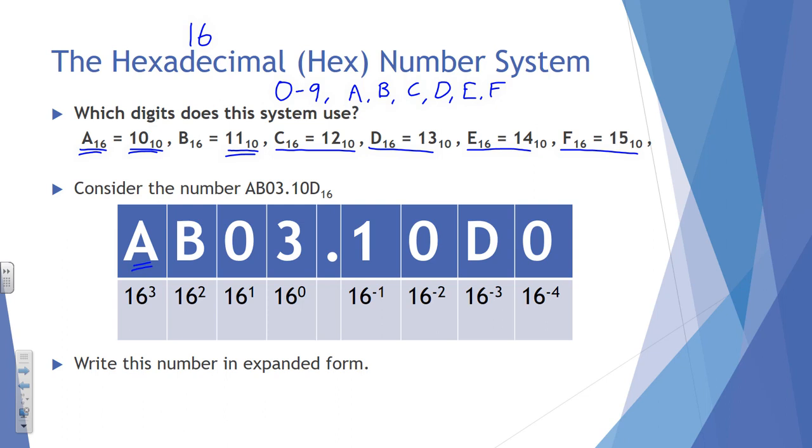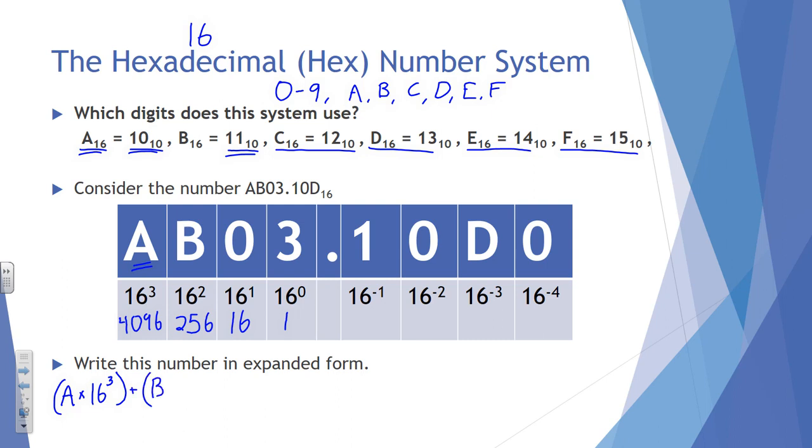So as we start to the left of our hexadecimal point, we have 16 to the 0, that's our 1's place. 16 to the first is our 16's place. 16 squared is our 256th place. And 16 to the third is our 4096th place. So if we expand that, we have A 16 to the thirds.